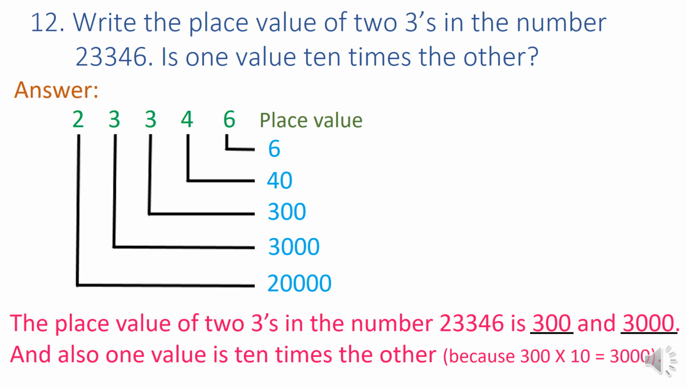That is, 300 multiplied by 10 is 3000. So one value is 10 times the other. We got our answer. Now we are going to the next question.